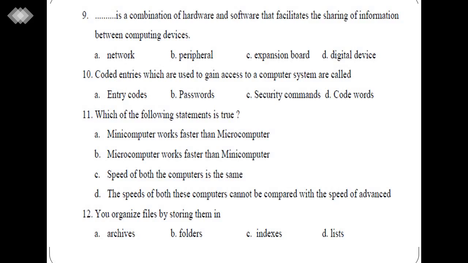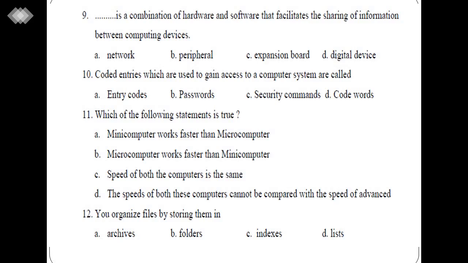Now next is, which of the following statements is true? A mini computer works faster than microcomputer. A microcomputer works faster than mini computer. Speed of both the computers is the same, and the speed of both these computers cannot be compared with the speed of advanced. So the above question gives different statements, and you have to select which one is true.